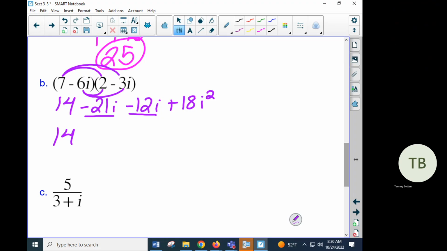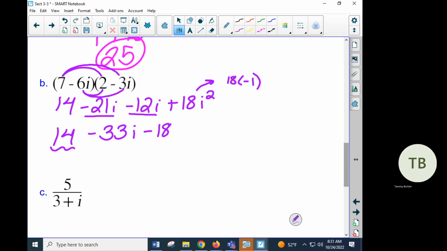Negative 21 minus 12. If you're not good at doing that, just use a calculator and type in negative 21, subtract 12. You'd get negative 33, and then we have that i. Do you guys get here? Wouldn't this be 18 times a negative 1, right? So that would be negative 18, because i squared is negative 1.